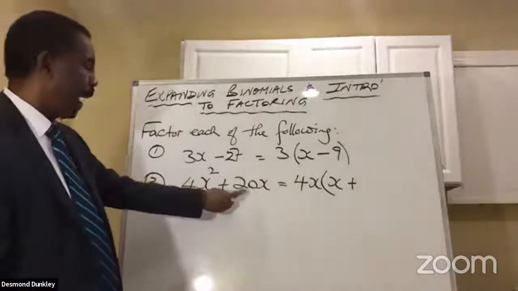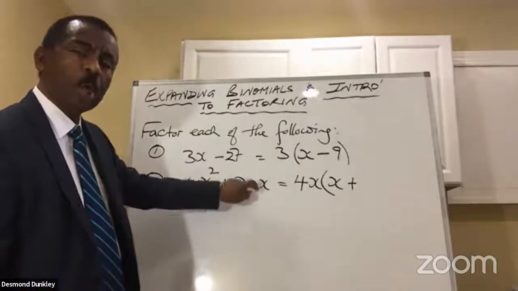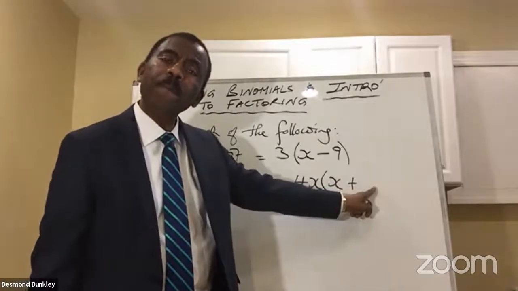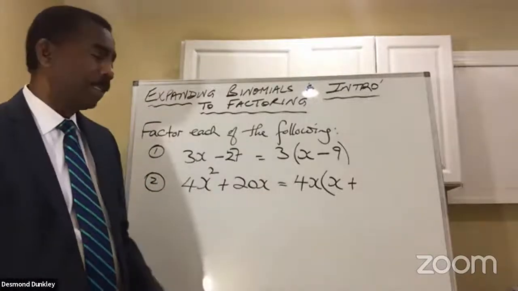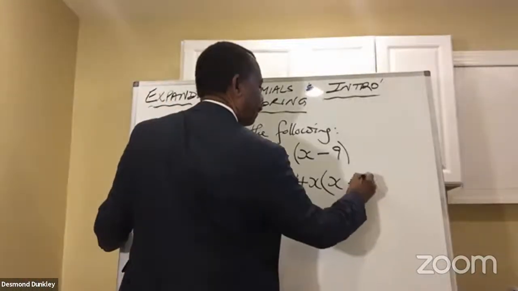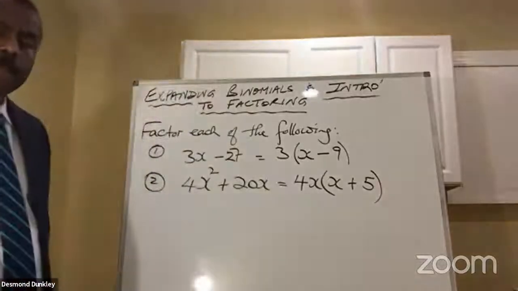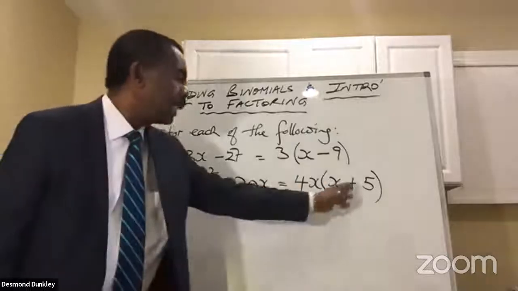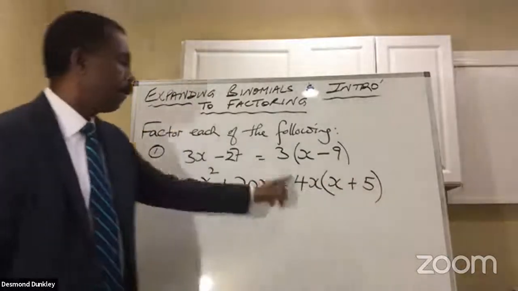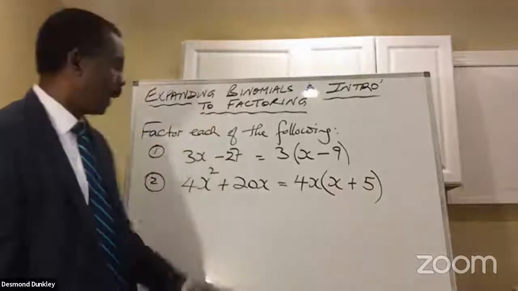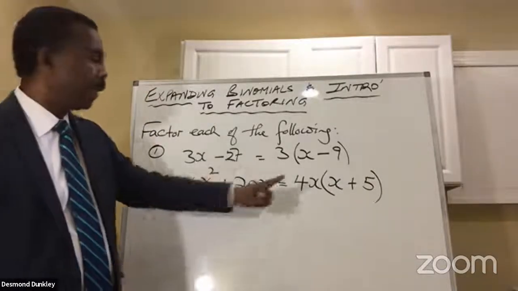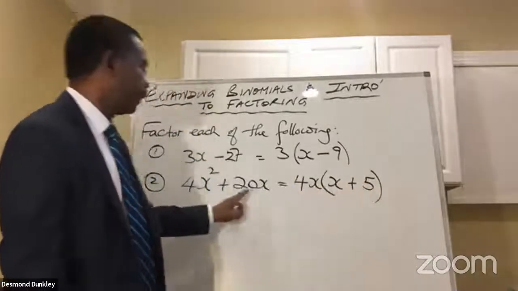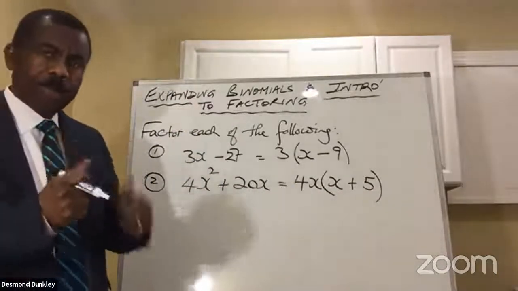Okay? Now, if I factor out a 4x from here, what number should I write here so that when I multiply 4x times that number, I end up with 20x? And the answer is 5. So the GCF is 4x, and what is left inside is x plus 5. So 4x times x plus 5, I'm saying is the same as this. Let's check. 4x times x, 4x squared. 4x times 5, 20x. Let's do another one.